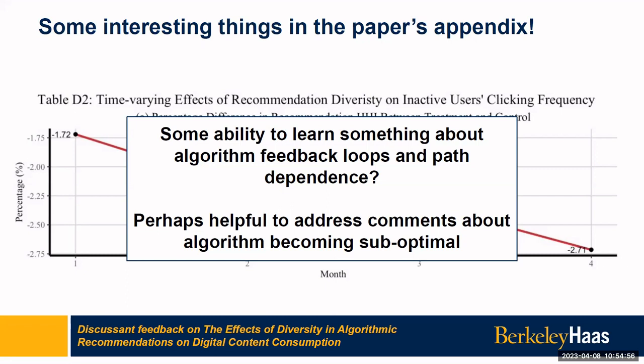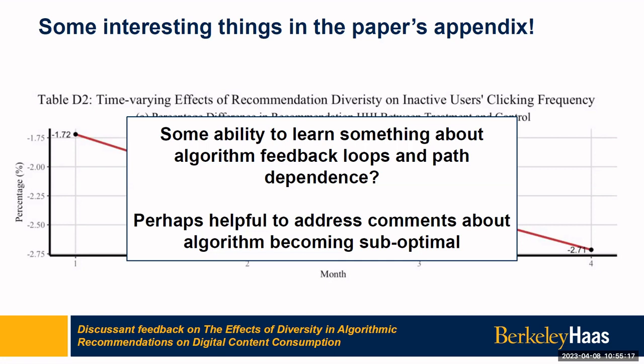One reason is that there might be some ability here to learn something about algorithmic feedback and path dependence. If I'm recommended something more diverse in time one, how does that affect my consumption in time two, which then affects my consumption in time three, and so on and so forth. So it might be just interesting to understand the heterogeneity and the effects of the treatment over time.